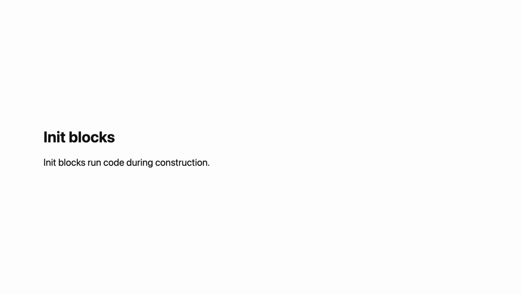Class Person with val name: String, then an init block that prints "created" and the name. You can have multiple init blocks. They run in order, interleaved with property initializers. Use init for validation: init with require that name is not blank.